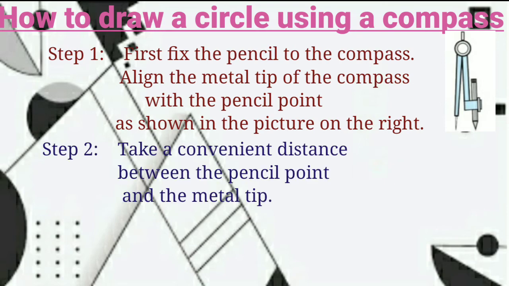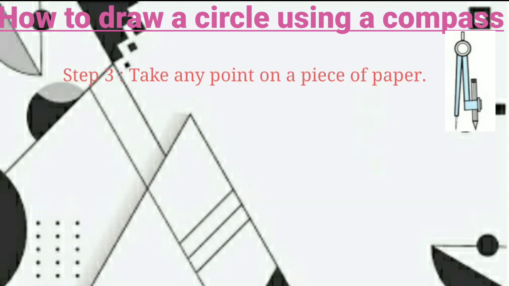Step 2. Take a convenient distance between the pencil point and the metal tip. Normally, the convenient distance that we take between the pencil point and the metal tip is the radius that is given to us. Step 3. Take any point on a piece of paper.